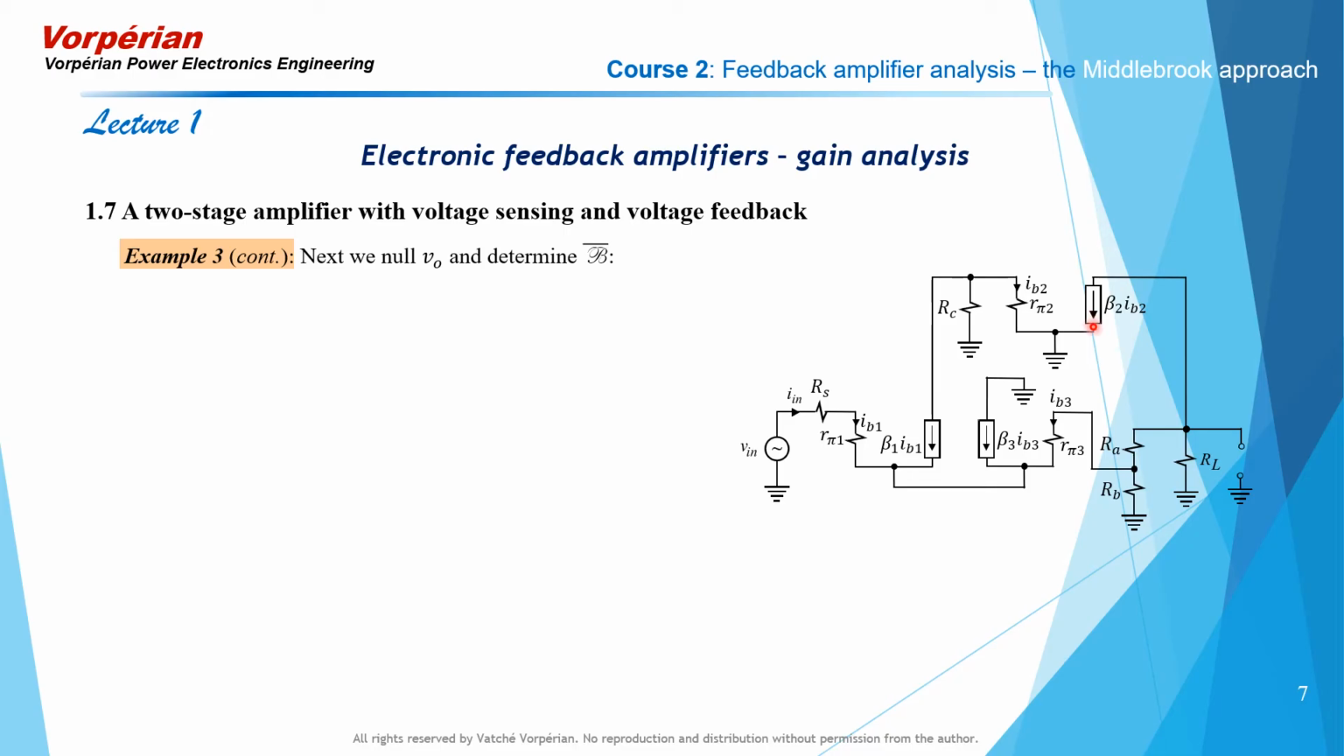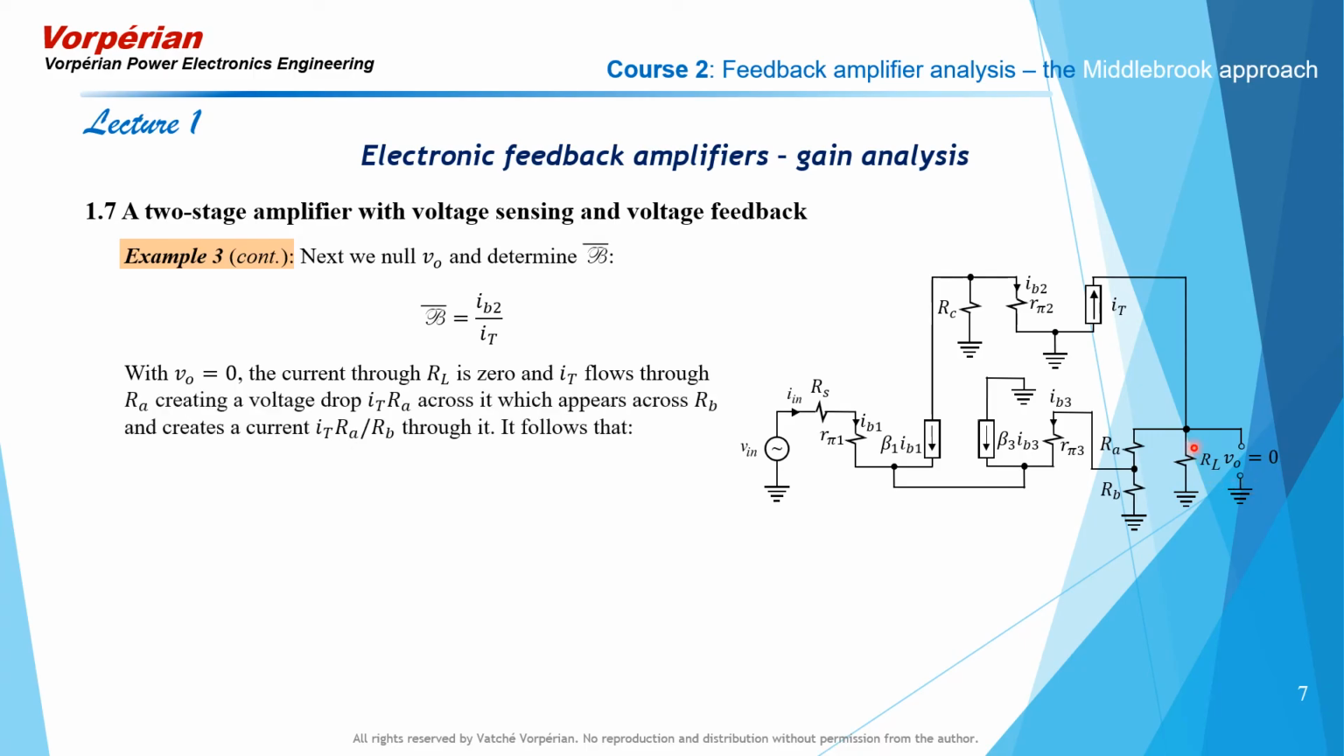Next, we determine the null inverse gain by replacing the dependent current source with an independent current source pointing in the opposite direction and determining the gain IB2 to IT with the response nulled. When the response V0 is nulled, then the current through RL will be 0, and the current IT that's coming down this way will flow entirely through RA, creating a voltage drop across RA given by IT times RA. However, that voltage will appear entirely across RB since the output voltage has been nulled to 0. That will start a current through RB given by IT RA divided by RB. That current plus IT will be the current IB3.